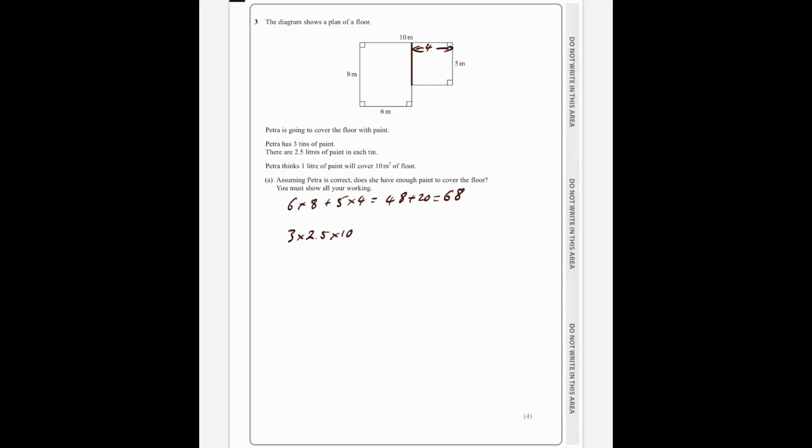2.5 litres per tin, 3 tins, so 3 times 2.5 times 10. It means that she can cover 75 square metres, because 75 is a bigger number than 68. Then indeed Petra will have enough paint to cover that size floor.